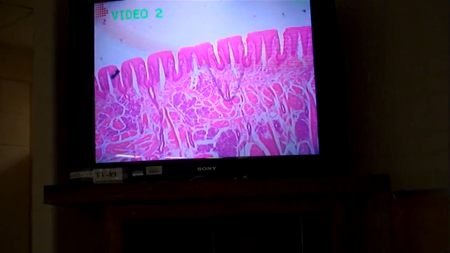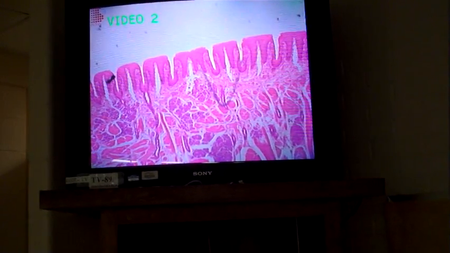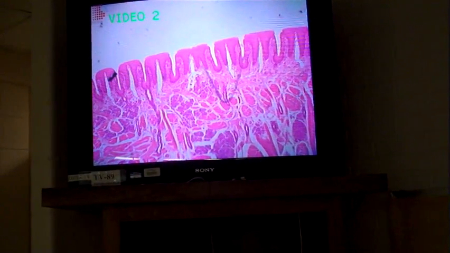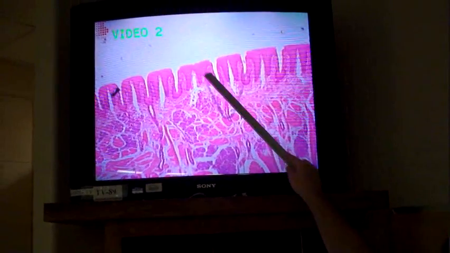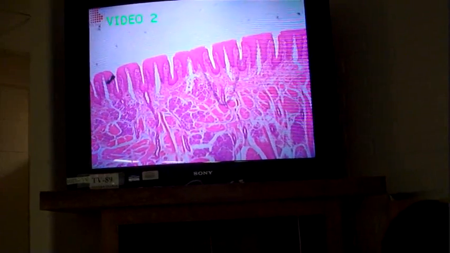Alright, so this is the tongue. This one should be a review from AP1. If you look across the top of the tongue, you will see the ridge-like structures. Those are called papillae. That's these fellows here. And on the sides of the papillae, you actually have your taste buds.